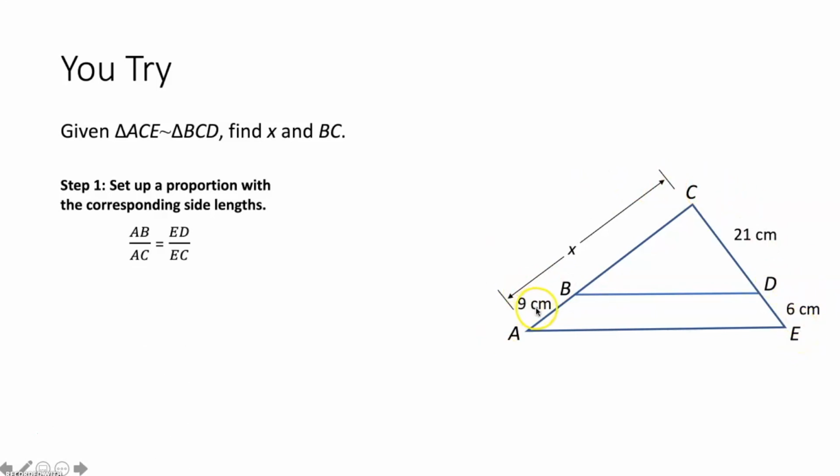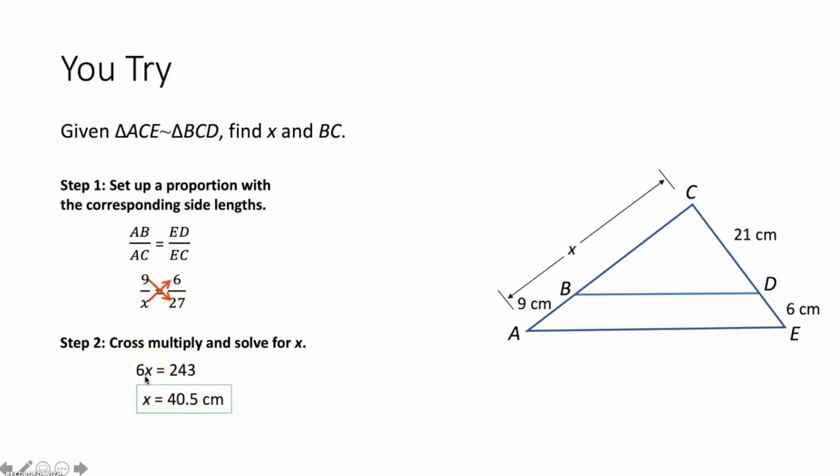Now all I have to do is plug in what each of those segments are equal to over here, and I can solve for x, or the measure of segment AC. So how do I solve for x? I use the cross product property, and I cross multiply, set the two products equal to one another. So I'm going to go 9 times 27 is equal to x times 6. I can then solve for x by dividing 6 on both sides, and I get x is equal to 40.5.